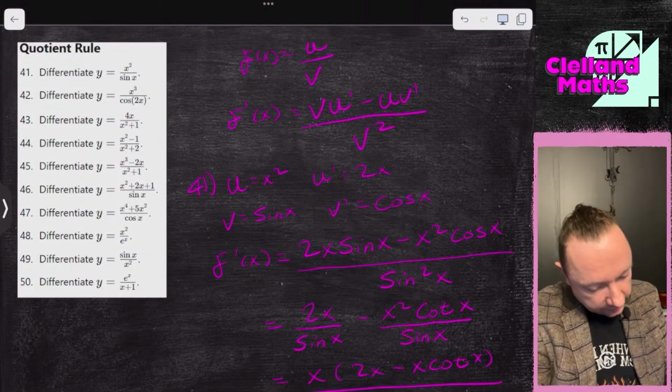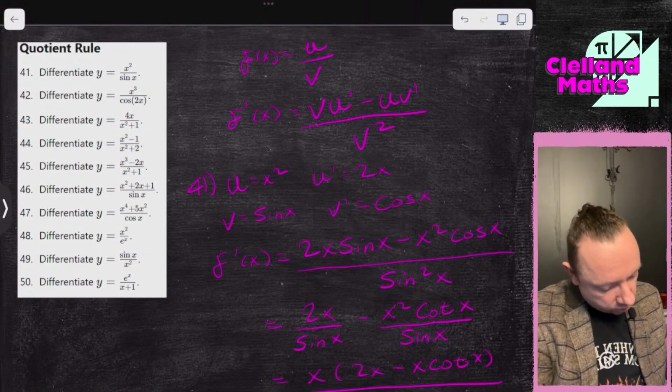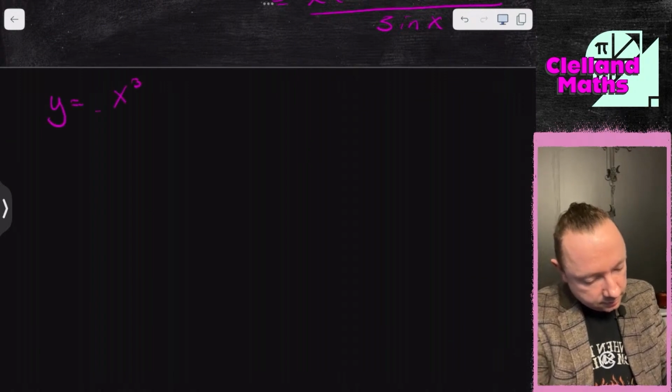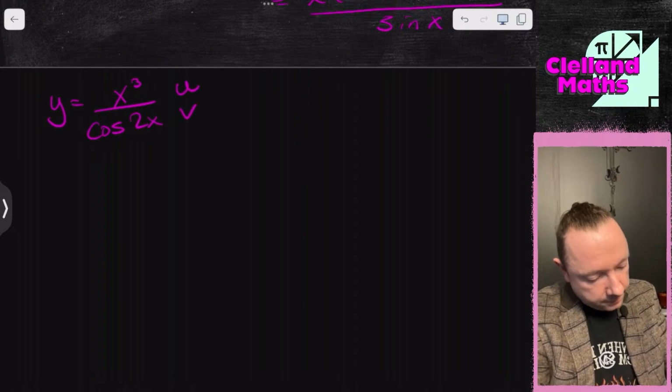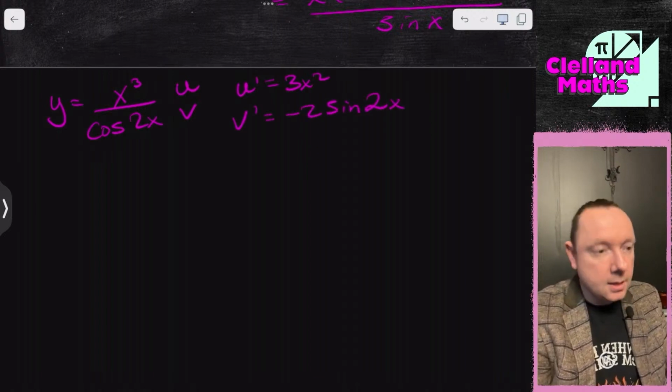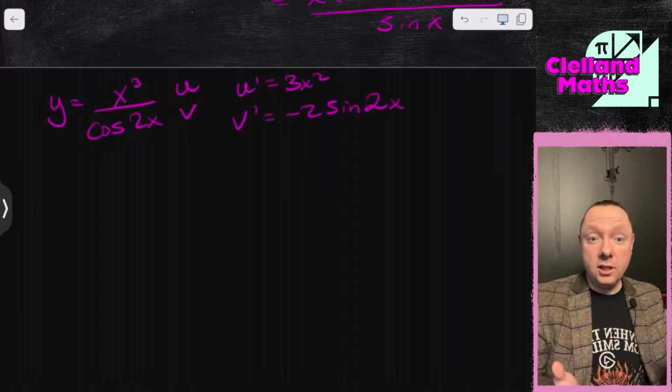And 42 says x cubed over cos 2x, so there's my u and v. So my u dash is 3x squared, and my v dash is minus 2 sine 2x. So now what we need to do, differentiate this.